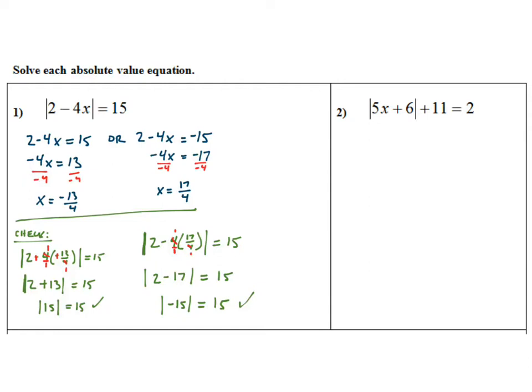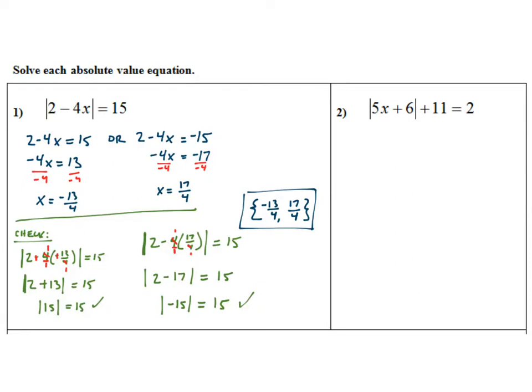And my solution set in this case will include both of my solutions. And so, therefore, negative 13/4 is one solution, and 17/4 is the other. And that's what I'm going to box as my final answer.